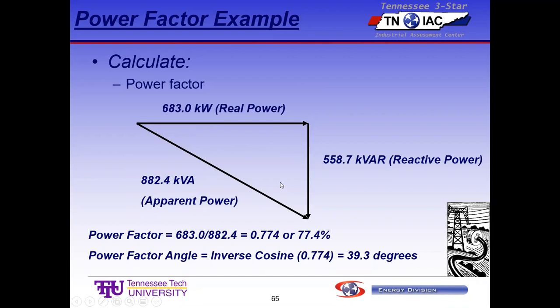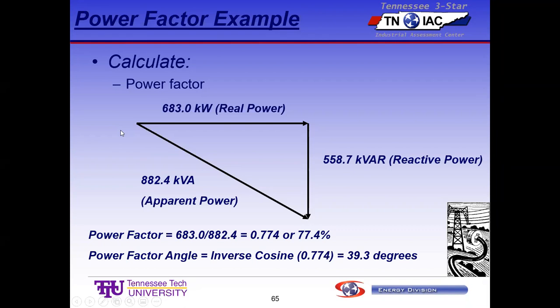Well, we're given these two numbers, and those kids in junior high school can use Pythagoras' theorem right on their calculator, so I trust you can too. I have confidence in you guys. If you take 882.4, square it, and subtract 683 squared, and then take the square root of it, that equals about 558.7 kVAR. That's just Pythagoras' theorem for a right triangle, and that's what they're built on. That's what they did for the month.